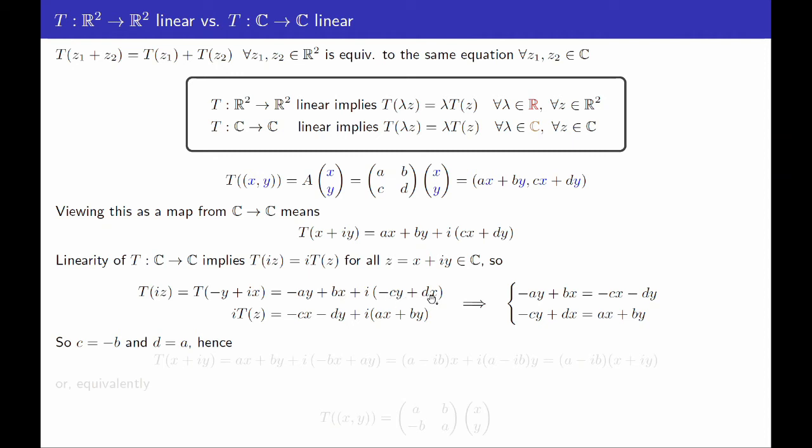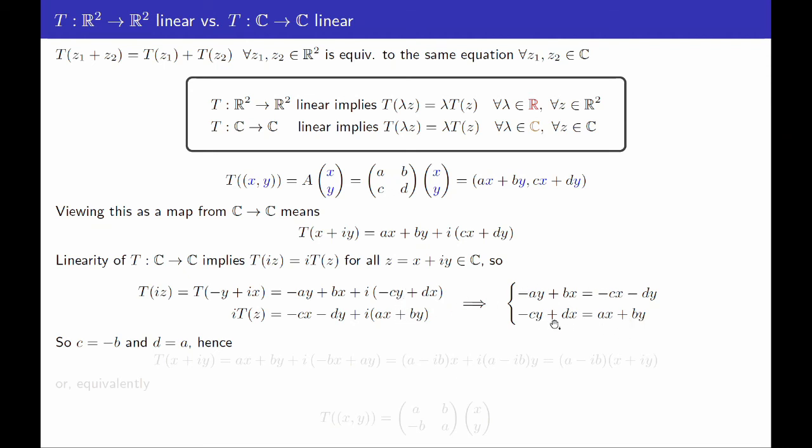On the other hand, if we look at i times T of z, so we take the right hand side here and multiply it with i. Again, using that i squared is negative 1, the real part is minus cx minus dy, and then plus i times ax plus by. Now these two expressions must be equal to each other, which means that the real parts must be equal and the imaginary parts must be equal. So then we obtain these two equations.